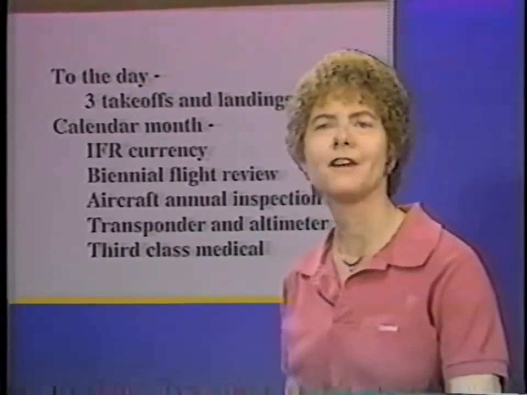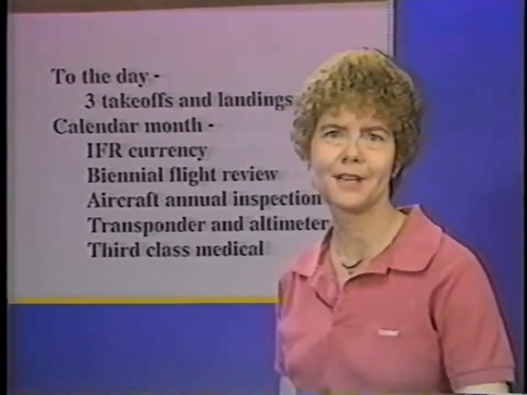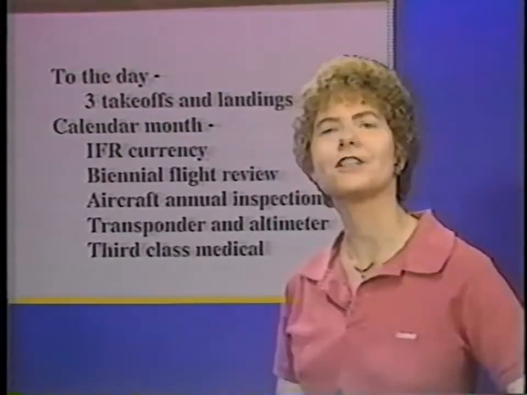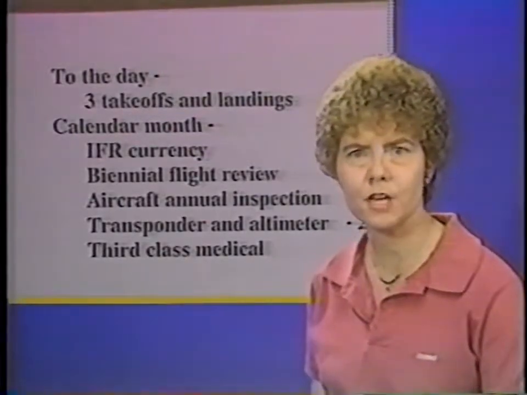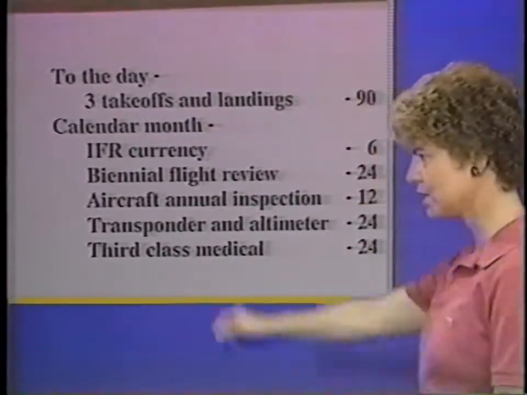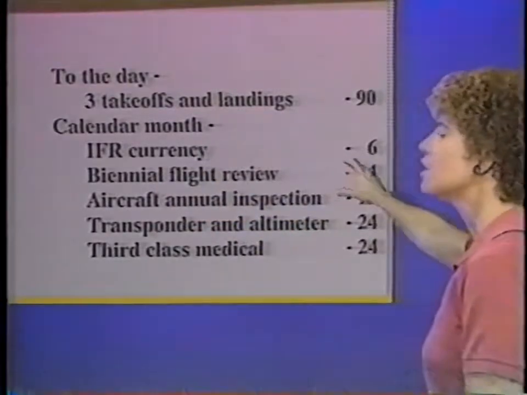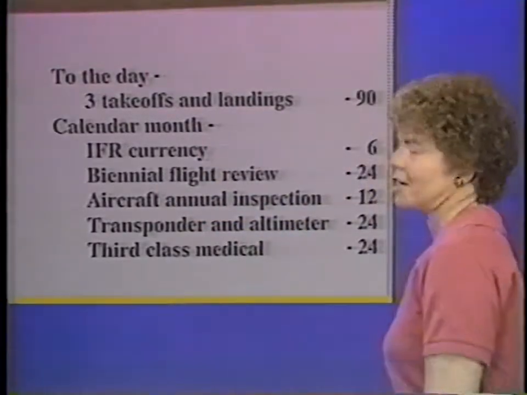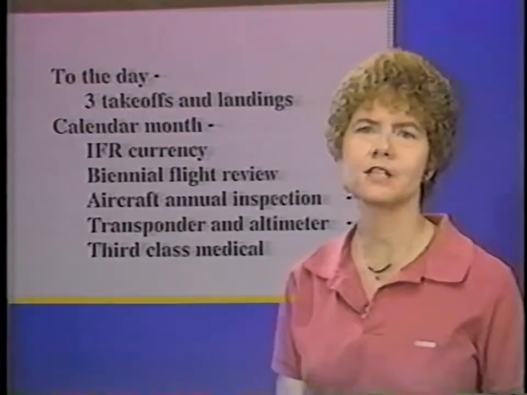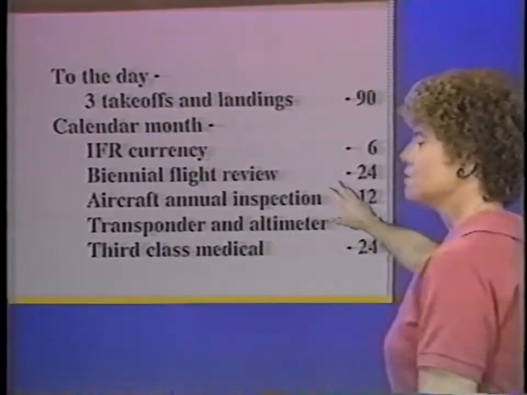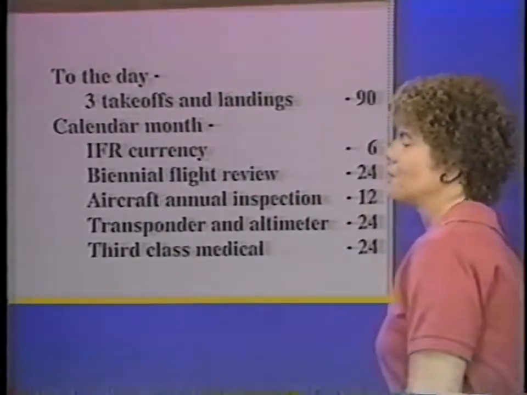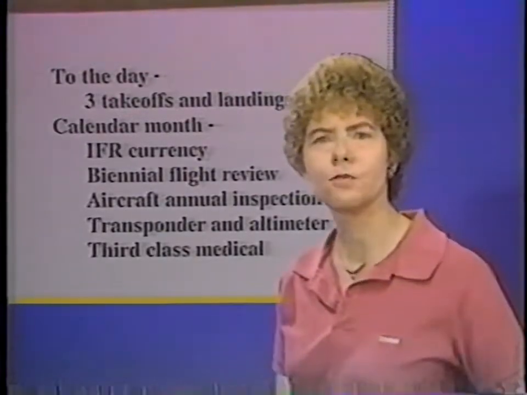But everything else is based on calendar months, and by FAA definition, calendar month means it goes to the end of the month. For instance, your instrument currency, your IFR currency is good for 6 calendar months, so it expires on the last day of the month 6 months later. The biennial flight review is good for 24 calendar months, goes to the last day of the month 24 months later.